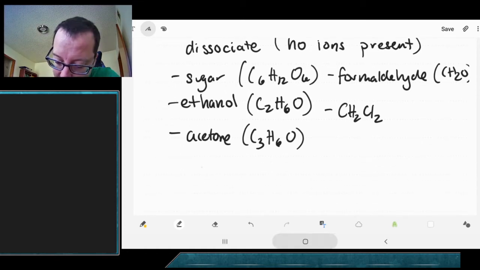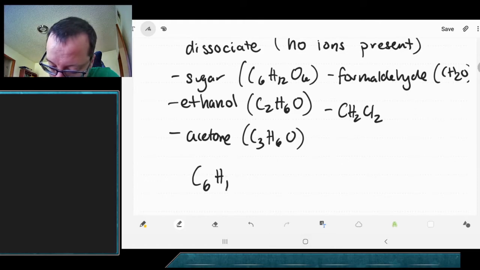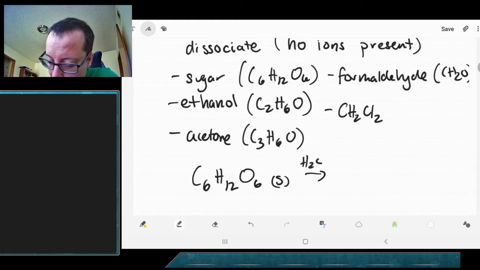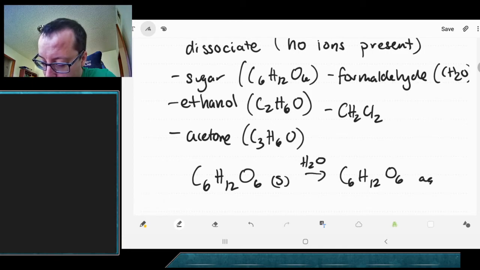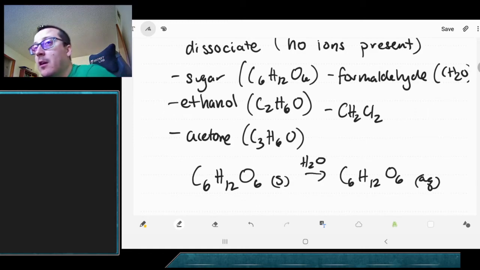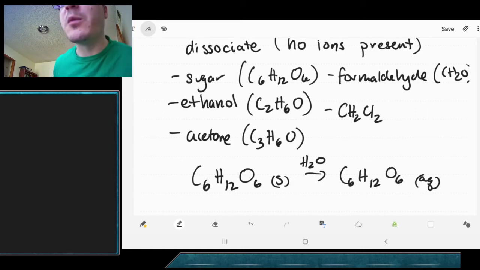So if we take glucose here, and we add water, we still have our molecule intact. All of them are intact. They do not break apart. And we just have them as aqueous. So they're dissolved in water, but they don't break. So they are non-electrolytes. They do not break apart to conduct electricity. And we saw that with the example of, I think we used sucrose that time, but it's the same process here.